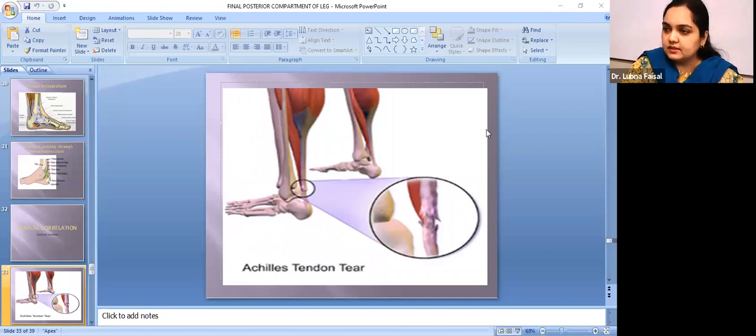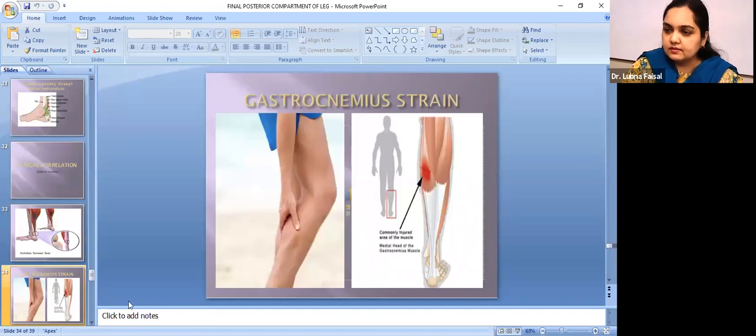You can see in this slide the rupture of the Achilles tendon. The prominence of the calf muscle is due to the gastrocnemius muscle. This is the strain, or it can lead to muscle paralysis plus muscle necrosis. This is the Achilles tendon.